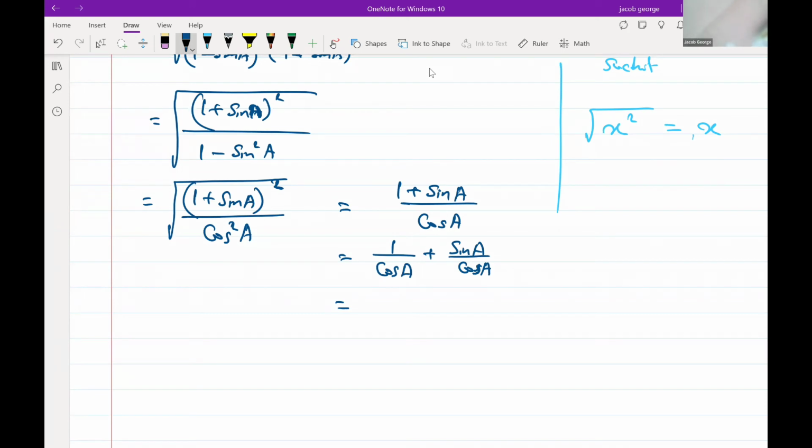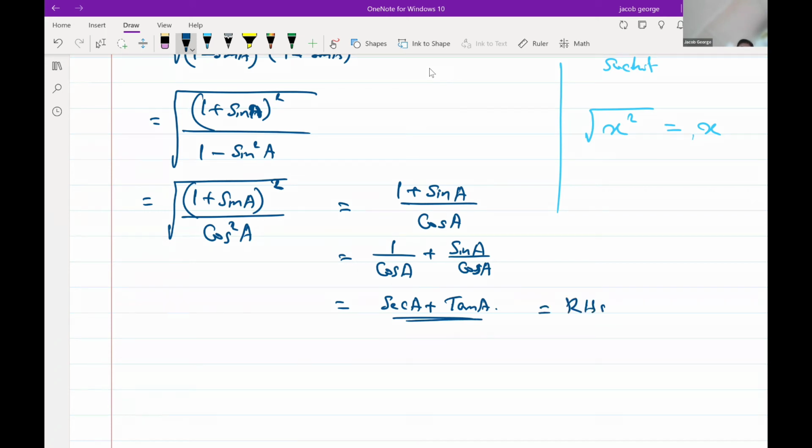What is 1 by cos A? 1 by cos A is cosec A. So cosec A plus, what is sin A by cos A? Tan A. So we got the answer, cosec A plus tan A. This is the right hand side, hence it is proved.